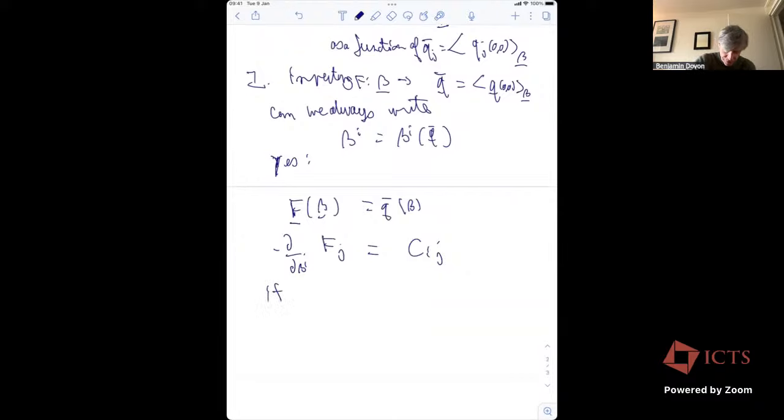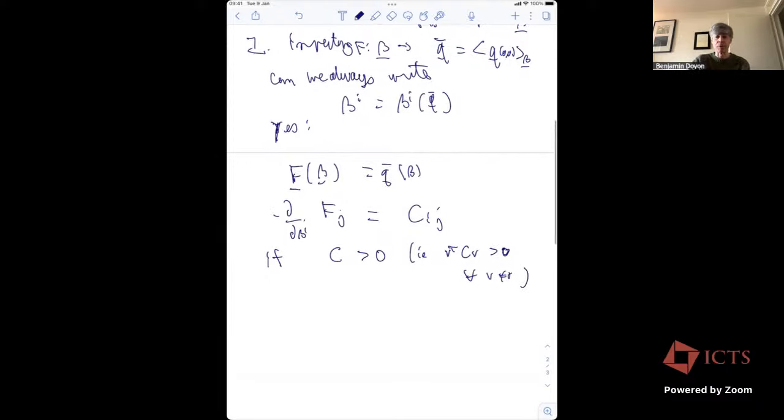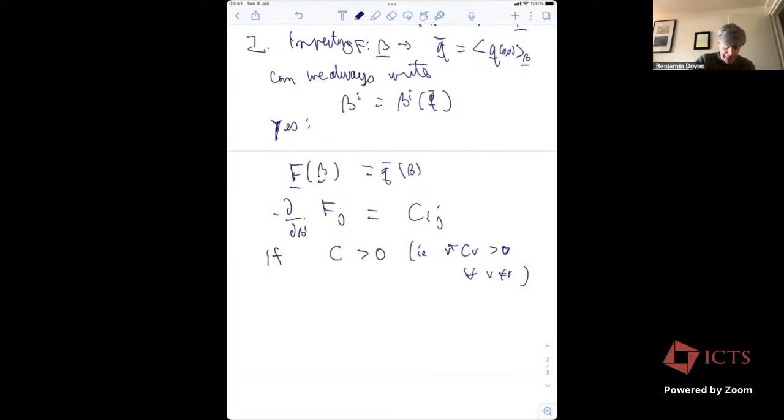So if C is strictly positive, meaning as a matrix that v transpose C v is greater than 0 for all vectors v that are non-zero, if the matrix C is positive, then f of beta is invertible.